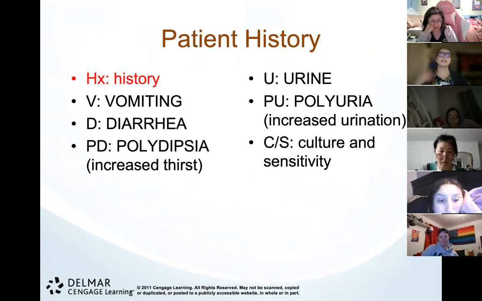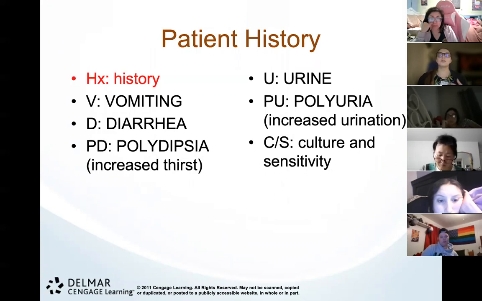So they're drinking excessively. Now, along with polydipsia, we usually see what's called polyuria, which is increased urination, which reasonably so. If they're drinking more, they're going to be urinating more. U would be an abbreviation just when we're talking about urine. And then CS stands for culture and sensitivity.